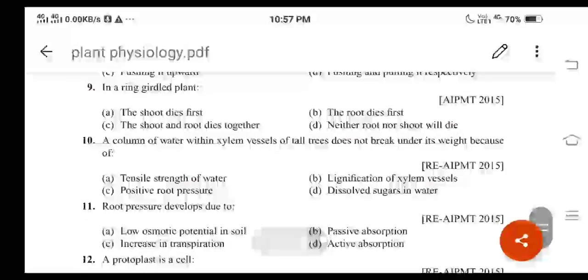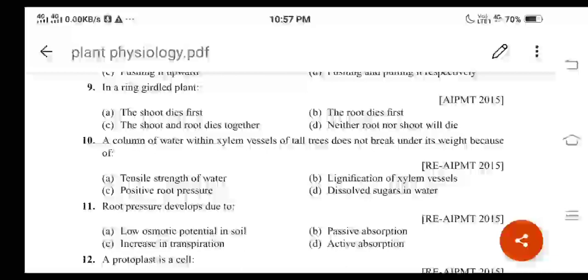In a ring girdled plant, option A, the shoot dies first; the root dies first; the shoot and root die together; then option D is neither root nor shoot will die, right? And here for question number 9, option B is the correct answer, the root dies first. Why does the root die first here? Because there is no movement of the food from the upper part to the root part.